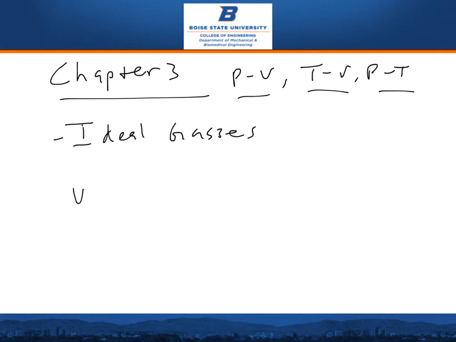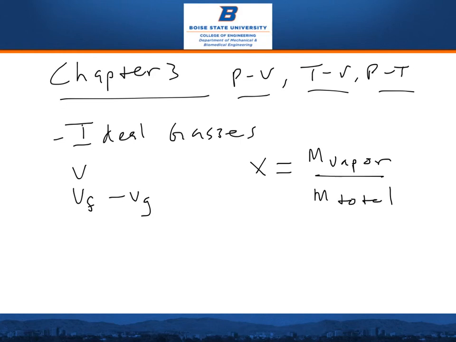If the value of v falls between vf and vg, we know that it is a saturated mixture. If the value of v is greater than vg and the temperature is above what the chart says, or the pressure is above what the chart says, we know that it's a superheated vapor. We can also calculate what's called the quality, x, which is equal to the mass of the vapor over the total mass. If that's equal to 1, then we have a saturated vapor.